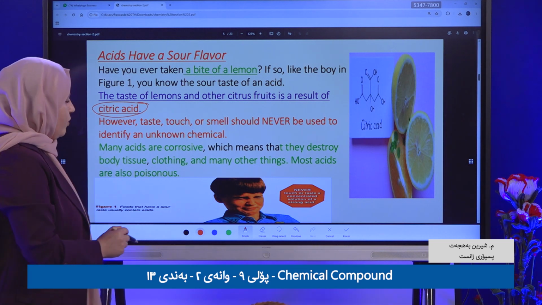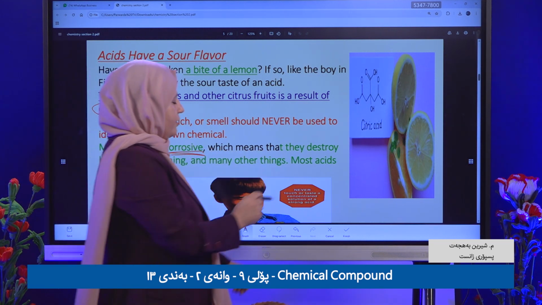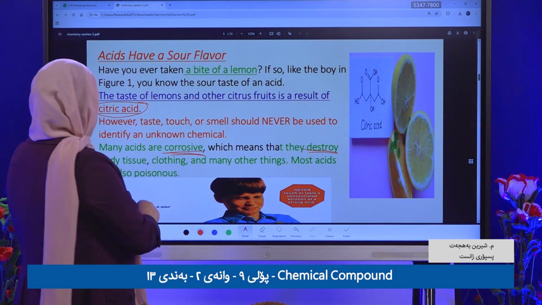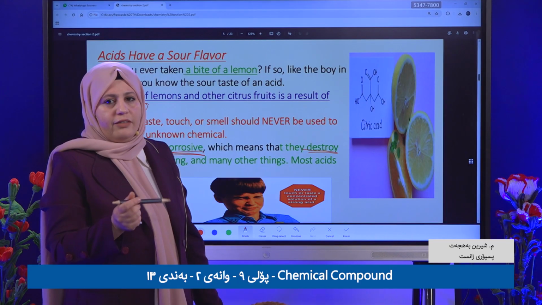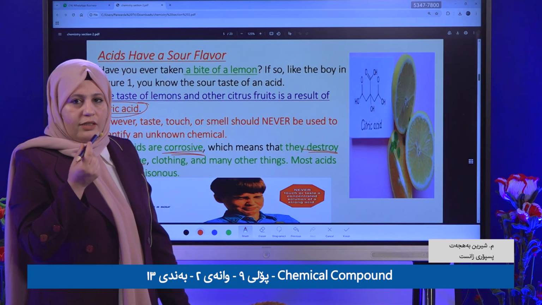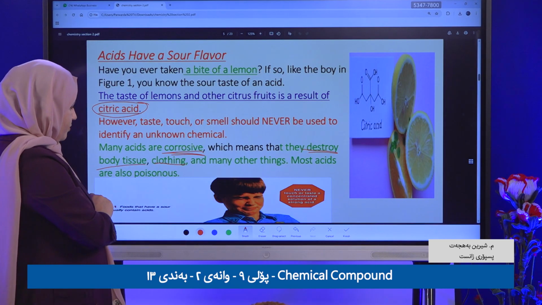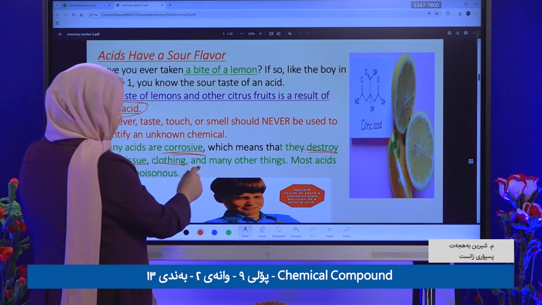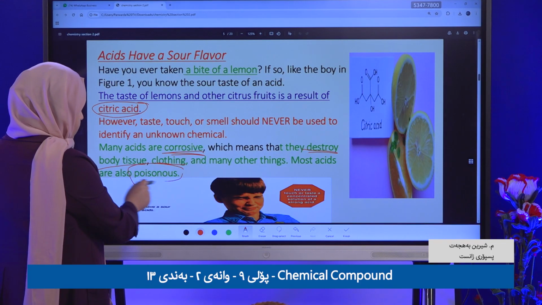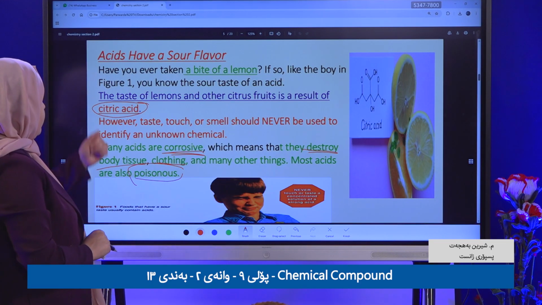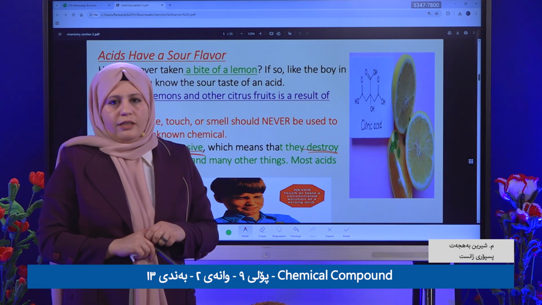Many acids are what? Corrosive. What does corrosive mean? Which means that they destroy what? They destroy body tissue. That's why it's very dangerous. Don't touch it or taste it, and clothing and many other things are also poisonous. Most of them are poisonous. Only the citric acid, which is present in fruit and lemon, is a useful one.